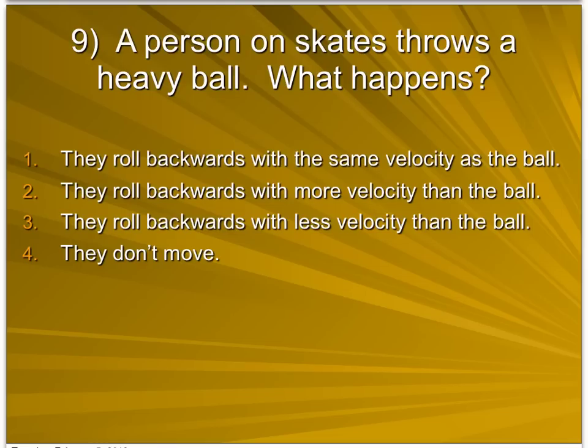Well, in terms of impulse and changing momentum, we know that the change in momentum is going to be equal for both the ball and the person. Okay? But the ball and the person have different masses. So again, if you think about this in terms of our equation, if we know that their change in momentum is going to be the same, and the ball has a little mass, it's going to have a larger velocity compared to the person, who would have a bigger mass but a smaller velocity. And so the answer choice that is correct here, they're going to roll backwards with less velocity than the ball.